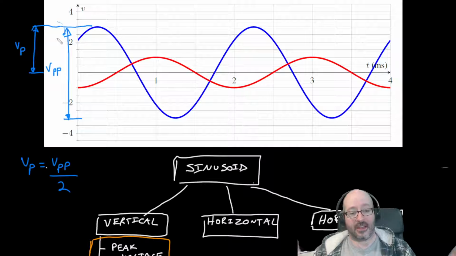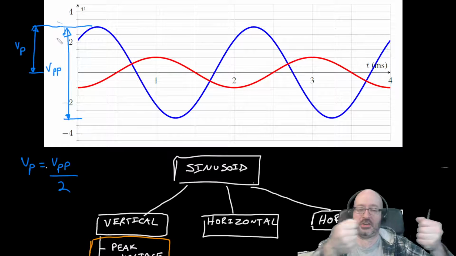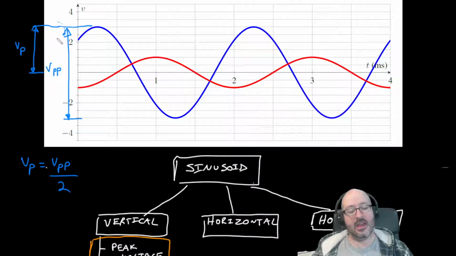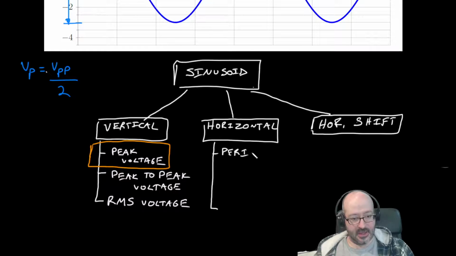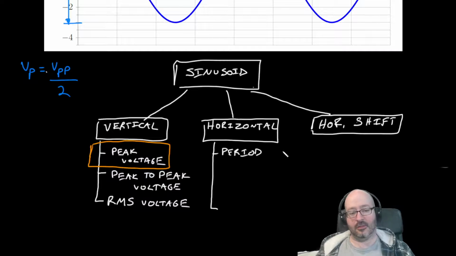The horizontal size, we can take this whole thing and we can squish it like an accordion or stretch it out. And that all has to do with how many times it repeats itself over a period of time. For that one, we can describe that in a number of ways. We can talk about the period. This is how long it takes to repeat itself. So we measure it as a period of time, and we call that one capital T. We can take that and we can turn it into a frequency.